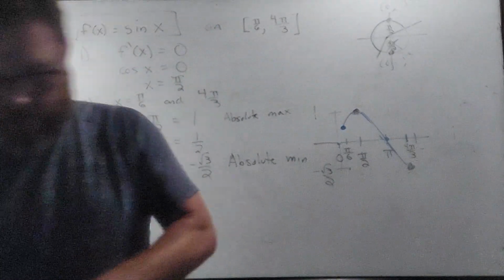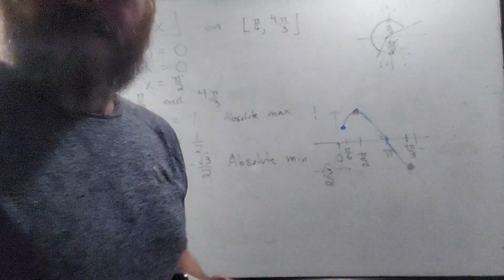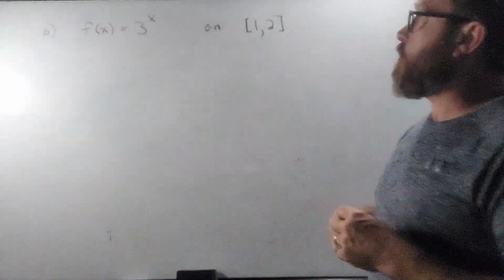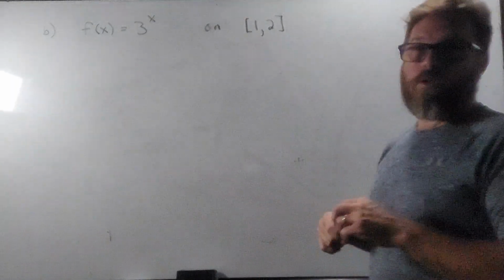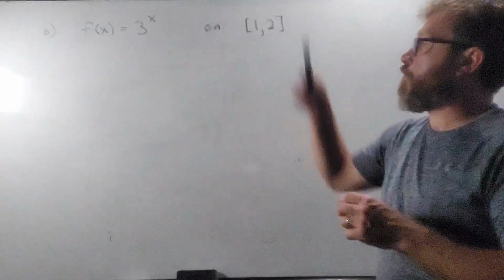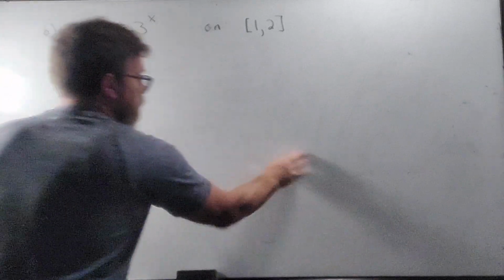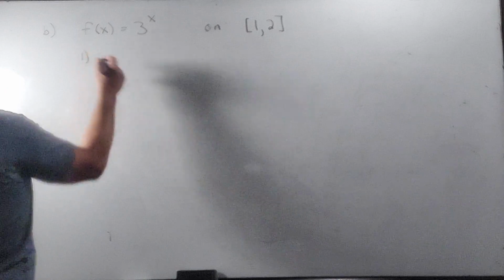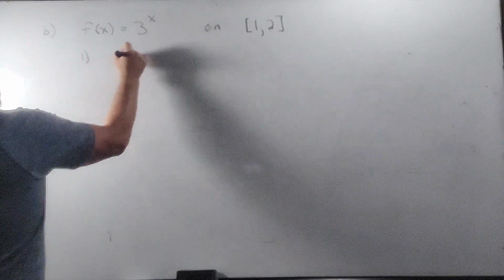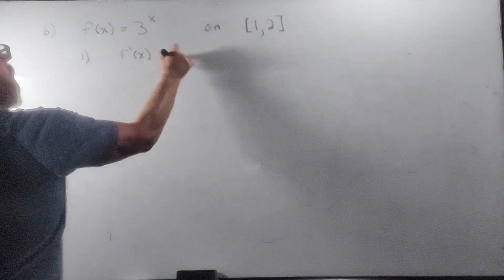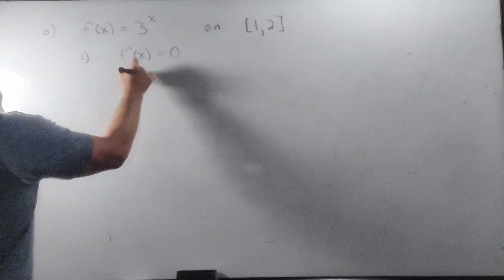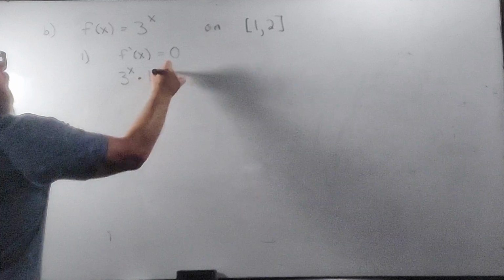Two more examples. All right, so exponential. f of x is equal to 3 to the x on this closed interval from 1 to 2. So again, continuous function on a closed interval. It will have an absolute max and absolute minimum by the extreme value theorem. Now, first we have to find its derivative. So knowing the derivative of this function, remember that the derivative of 3 to the x will be 3 to the x multiplied by the natural log of 3.